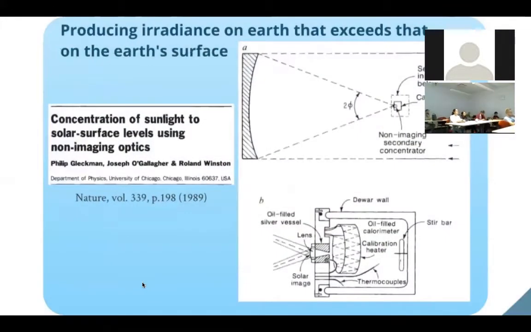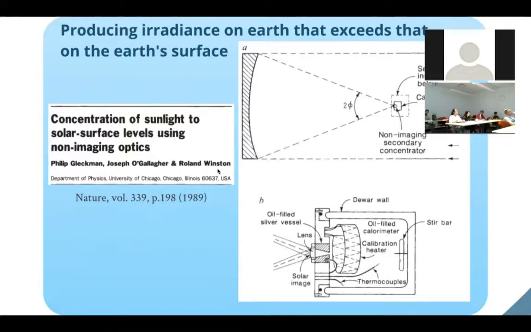So I'll point out a very important paper which came out in Nature in 1989, so a while ago. Its title is Concentration of Sunlight to Solar Surface Levels Using Non-Imaging Optics. So basically they used a non-imaging optical design, and by immersing the measuring device in high refractive index material, they were able to create a temperature that is equivalent or slightly higher than the temperature of the surface of the sun, which of course sounds crazy. So that's why it was published in Nature.